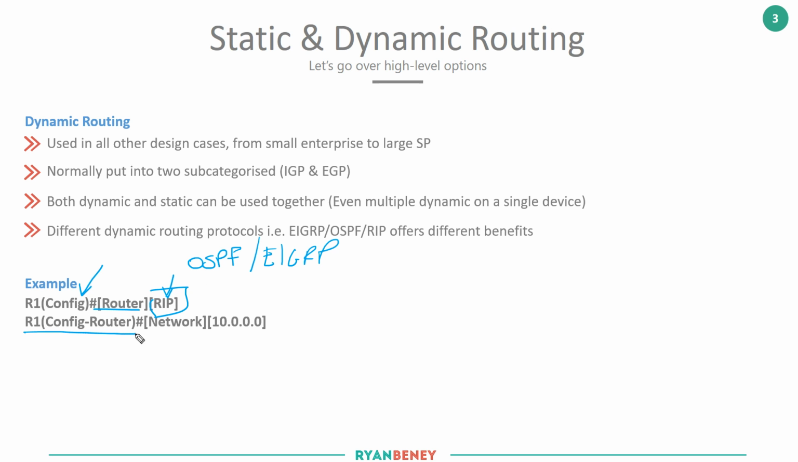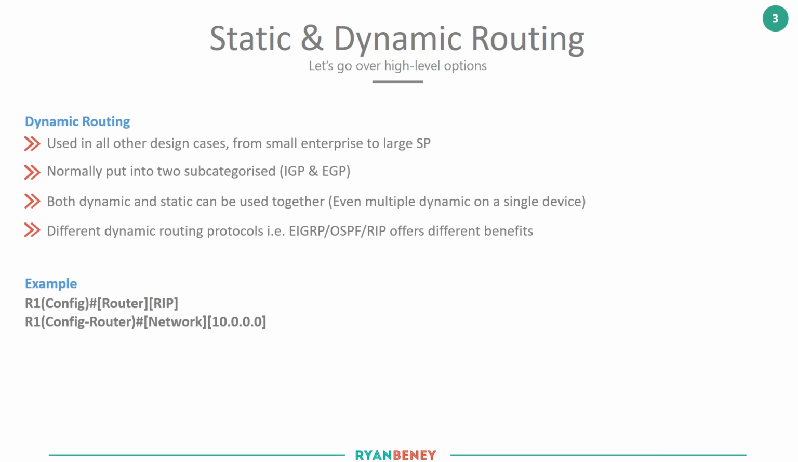It puts us into a sub-configuration mode where you specify network and then which network you wish to enable the process on. Now what this network command actually does is go off and look at your connected interfaces and find the interface that has the 10.0.0.0 network on, let's say FastEthernet 0/0, and it starts the RIP process. So it actually starts sending RIP data or RIP packets out that interface towards a neighboring device.